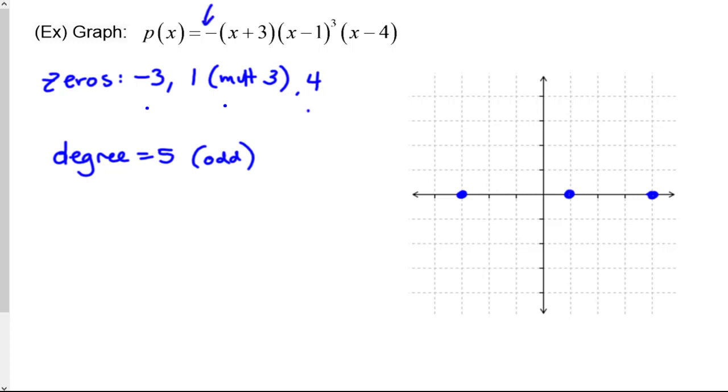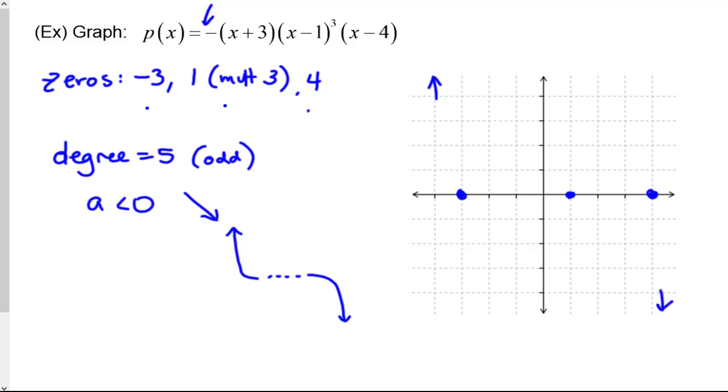And if you'll notice, there's a negative out front here, so a is less than 0. So this is going to look like a cubic polynomial, but it's going to be flipped. So it's going to start in the positive and end down here in the negative. So when I go to draw my graph, I know that I'm going to start in the positive direction, end in the negative direction.